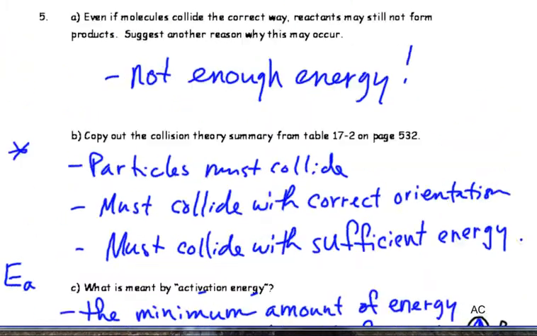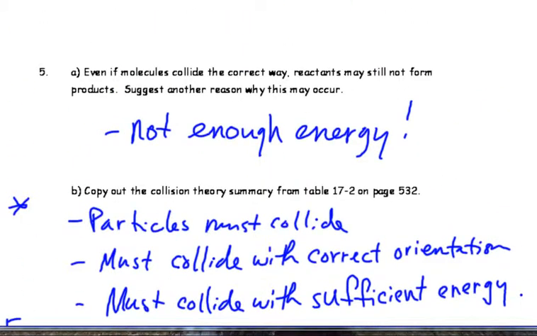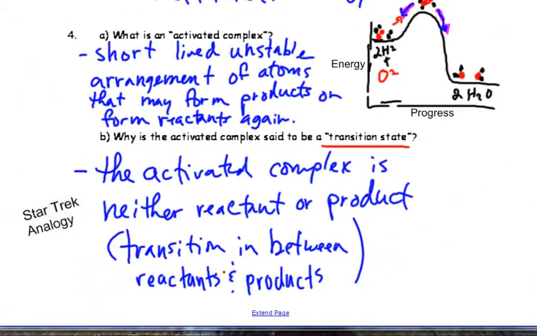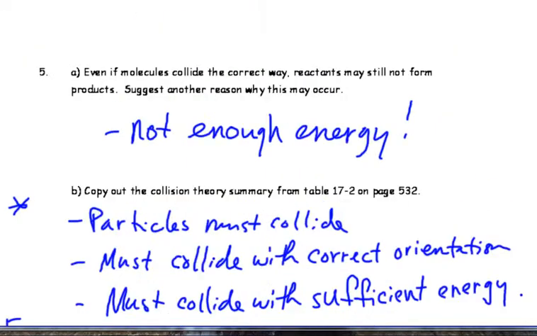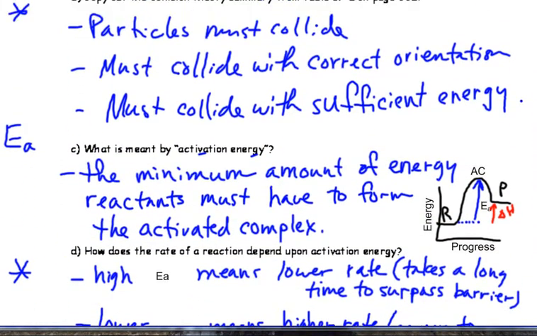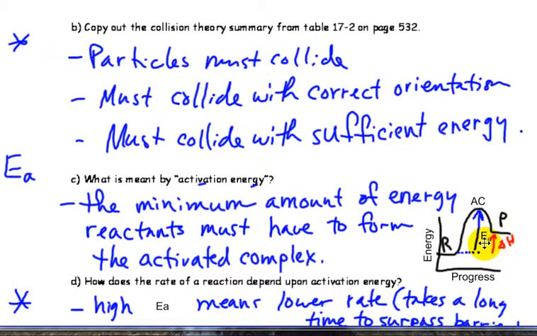So activation energy: in order for the reactants to go through that transition state in which they form the activated complex, this hill that they have to overcome, or this energy required, is called the activation energy. You can think of it as the energy required to activate, sometimes symbolized as EA for activation energy. The minimum amount of energy reactants must have to form the activated complex.